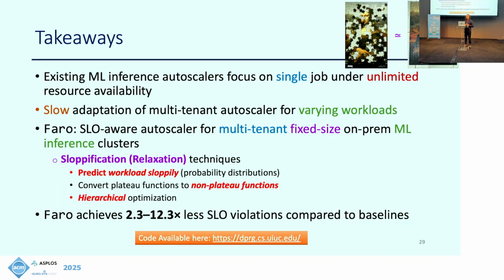So wrapping up, existing ML inference autoscalers focus on a single job under unlimited resources. And when they look at multi-tenancy, they are too slow to adapt. Faro brings a solution by sloppifying and relaxing several components of the design, by predicting workloads sloppily using probability distributions, by converting plateau functions into non-plateau functions, and then hierarchical optimization to scale to a larger number of jobs. And this gives us 2.3x to 12.3x fewer SLO violations compared to the baselines.